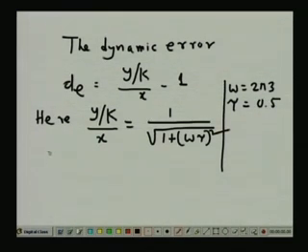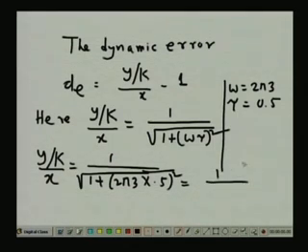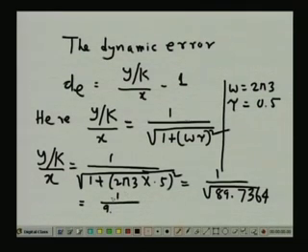So, y by k by x will be equal to 1 upon root over 1 plus (2 pi 3 into 0.5) whole square. I am showing you the complete calculations which I have calculated: root over 89.7364, which is equal to 1 upon 9.472, which is 0.105. Clear?